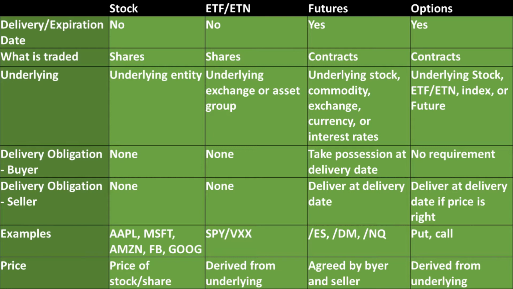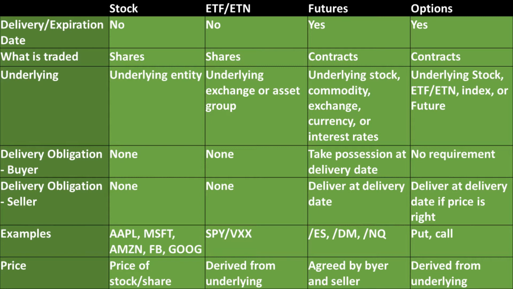Futures have a delivery date or a settlement date. Futures contracts are traded. Futures are based on an underlying stock, commodity, exchange, currency, or interest rates, and we'll look at a lot more examples coming up. There is an obligation to take possession at the delivery date, or if it's a settlement, then to settle up at the settlement date. And this is on both sides. These are obligations for both the buyer and the seller.